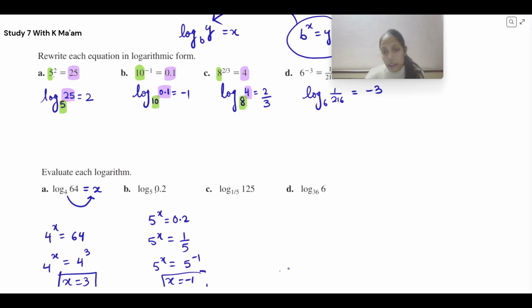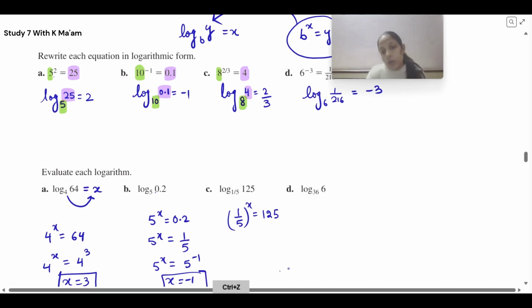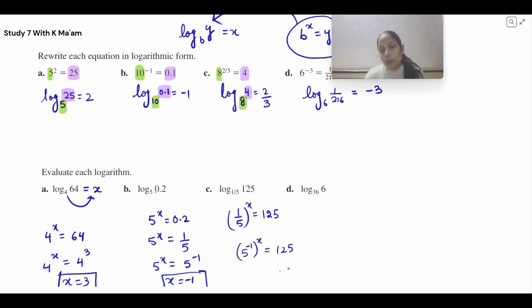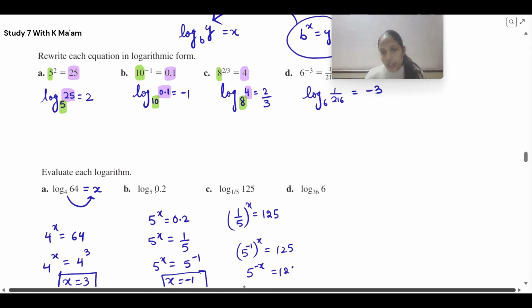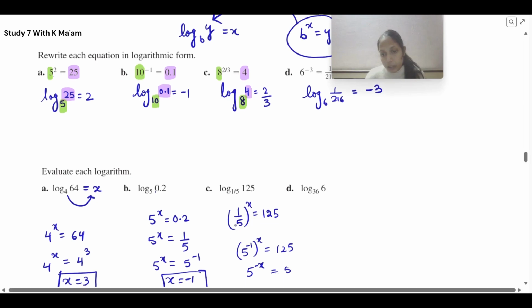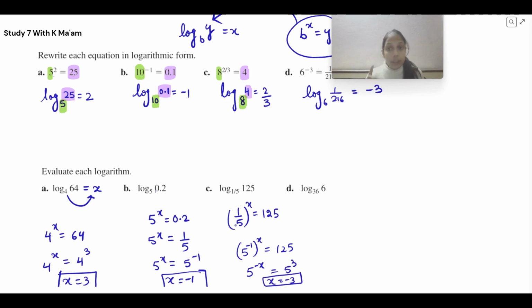I will solve for this. 1 by 5 to the power x is 125. You cannot bring this down, so I will shift this up. It will be 5 power negative 1, outside power is x. So you will do 5 power negative x is 125. 125 can be written as 5 power 3. So x is negative 3. The last question, you can try yourself.